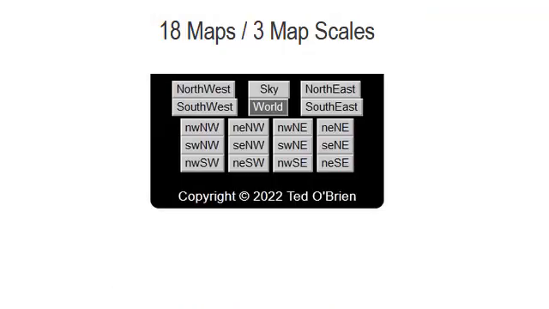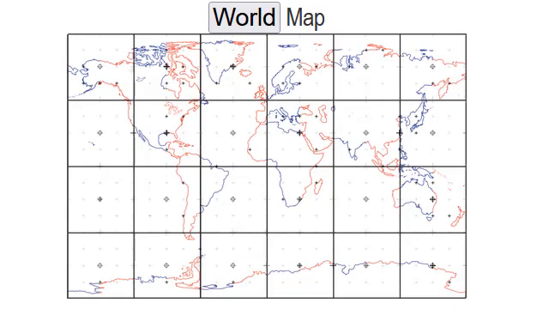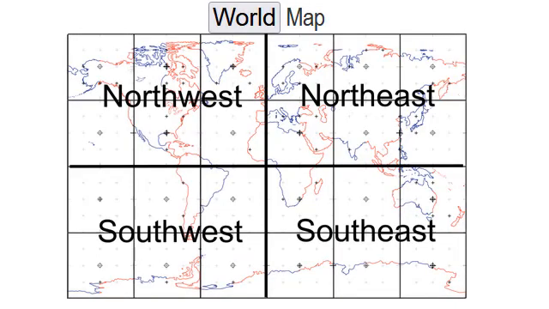The app displays 17 views of an Earth map and 1 view of a sky map. The partial views of the Earth are based on the 4 directions of north, east, south, and west. The Earth maps are shown at 3 different scales. The world map is the default view. Dividing it along the equator and the prime meridian results in the northwest, northeast, southwest, and southeast views.